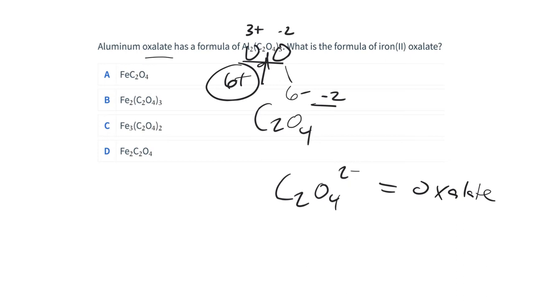And so then we can ask you a variety of questions. We can say, well, what would oxalic acid be? What would the formula of oxalic acid be? Oxalic acid would be H2C2O4.